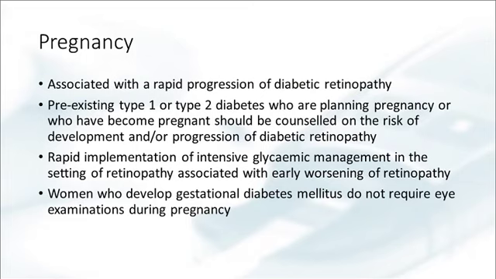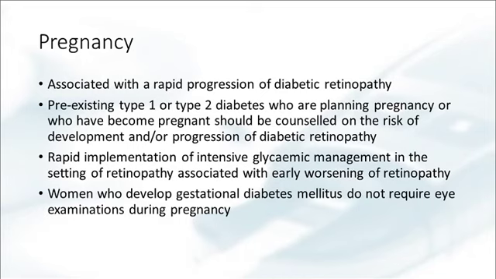Now, pregnancy. Pregnancy is associated with rapid progression of diabetic retinopathy. Pre-existing type 1 or type 2 diabetics who are planning pregnancy or who have become pregnant should be counseled about the risks of development and progression of diabetic retinopathy. Rapid implementation of intensive glycemic control in the setting of retinopathy is associated with early worsening of retinopathy. Particularly, these patients will always complain to you about the blurring of their vision.